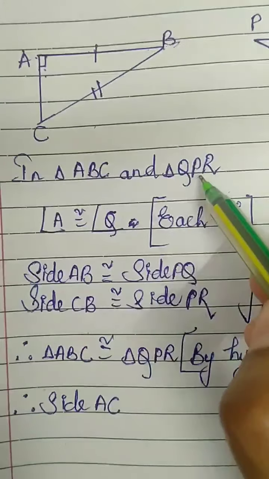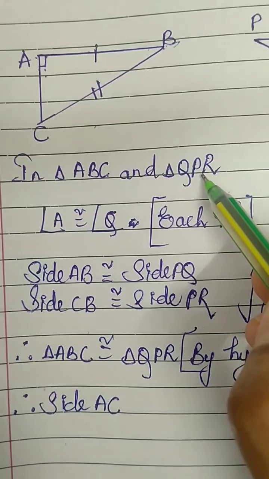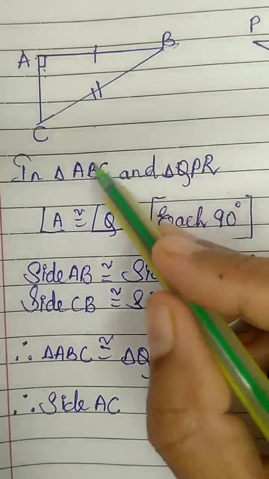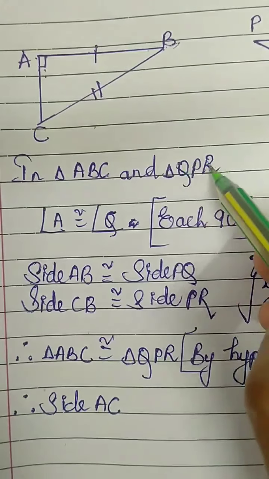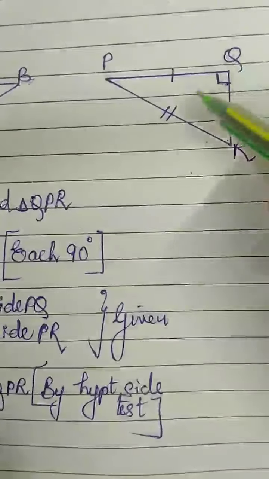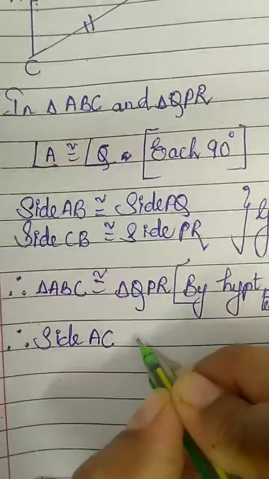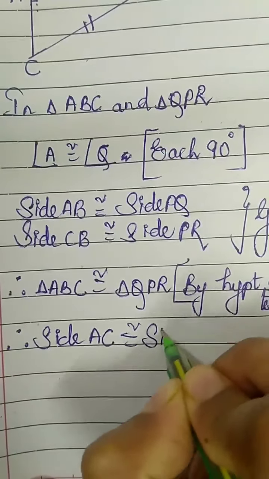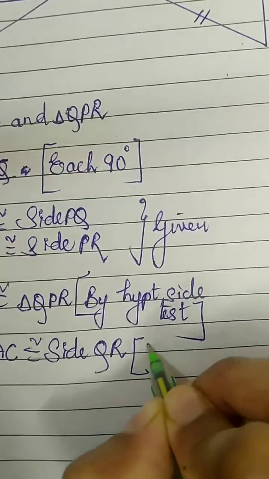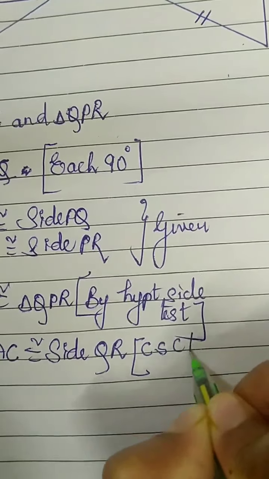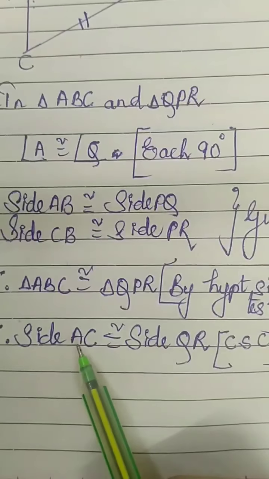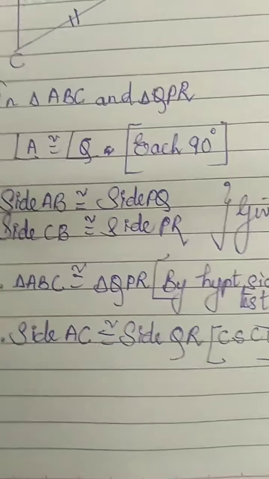So what will be the name of the next part of the second triangle? AC will be congruent to QR. AC is first and third. Similarly, first and third, that is QR. So side AC will be congruent to side QR. Reason, as I told you, corresponding sides of congruent triangles, CSCT. So therefore side AC congruent to side QR, CSCT.